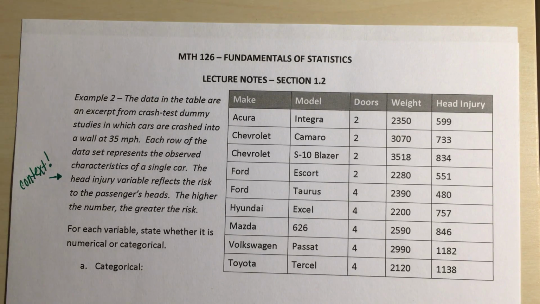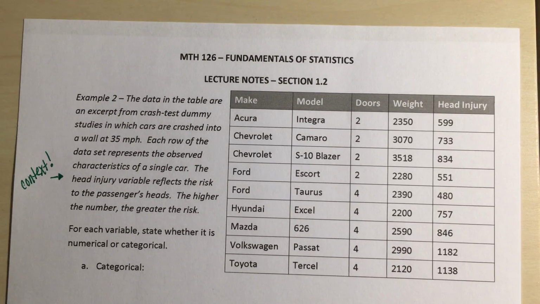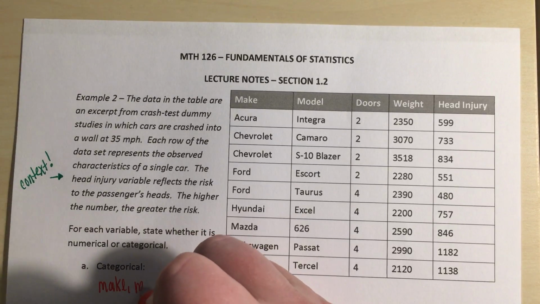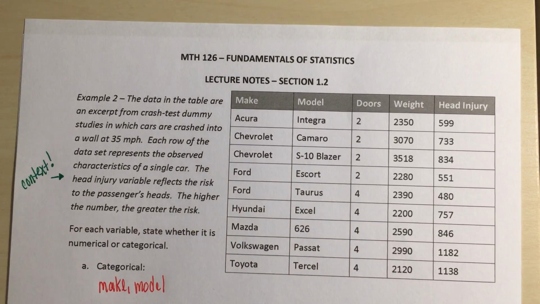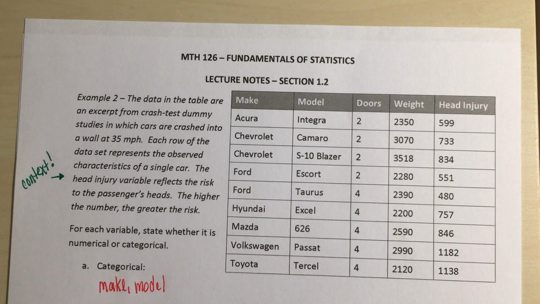Right? So categorical variables. Looking at this, we have make, model, doors, weight, and head injury. So our categorical variables, definitely make and model. Those are pretty easy to pick out because they're words, right? So there are categories that these fit into. What is the make of our car? What is the model of our car? Doors and weight are pretty easy numerical values that we can pick out here. Again, numerical values are either measured, counted, or calculated.